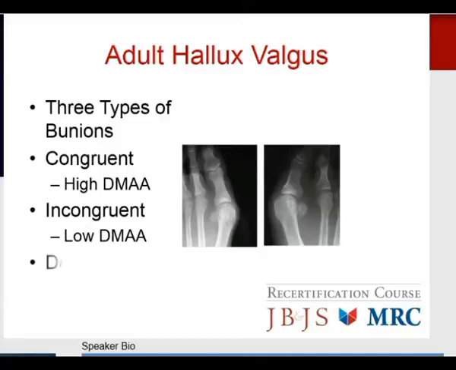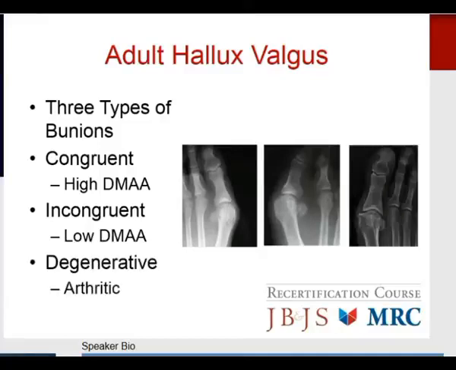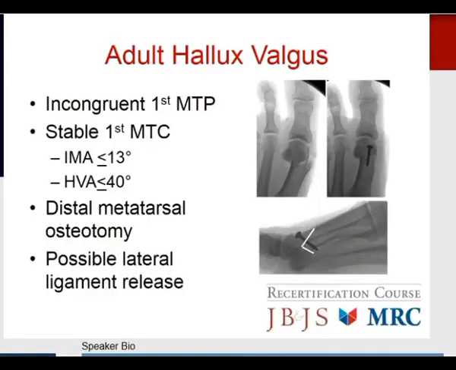And finally, we have arthritic first metatarsophalangeal joint bunion deformities, which are treated in a little bit of a separate category. This entire construct matters because when we finish our bunion correction, we want to have an absolutely congruent joint. If we create an incongruent joint through our bunion correction, we wind up getting significant stiffness, pain, and arthritis in that joint surface.